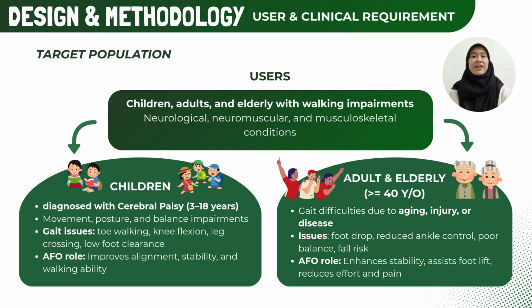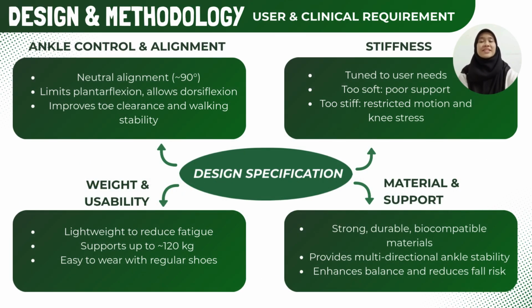For adults and elderly people, walking problems can come from aging, injury, or disease. They may have foot drop, weak ankles, and poor balance. The AFO helps by supporting the ankle, lifting the foot, and reducing the risk of falls. The AFO is designed to control and align the ankle. The ankle is kept close to a 90-degree position, which helps with toe clearance and balance.